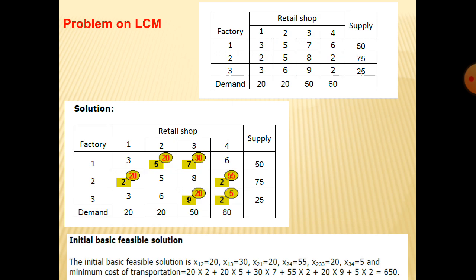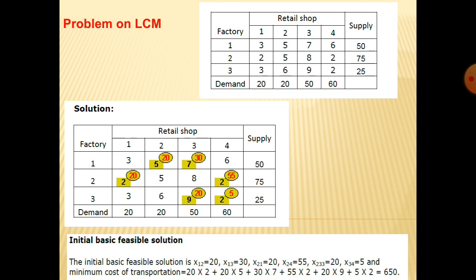For this factory 2, you check the supply and demand. Supply is 75, demand is 20. Which is the minimum value here? 20 is the minimum, so you allocate 20 for the cost 2. What is remaining here? 55 is remaining. You keep the 55 at the supply only.